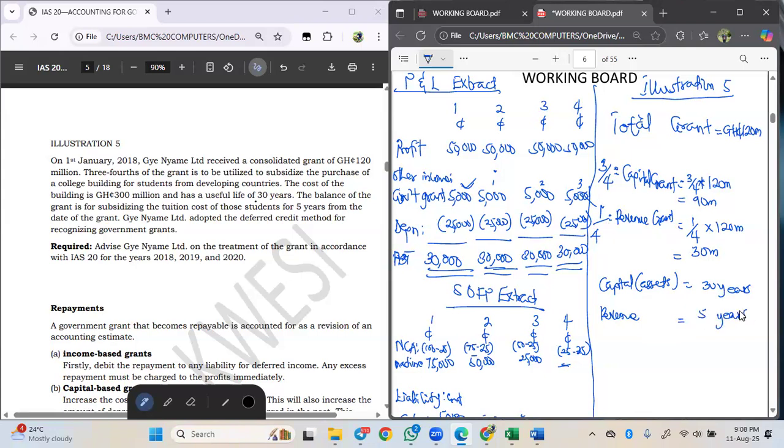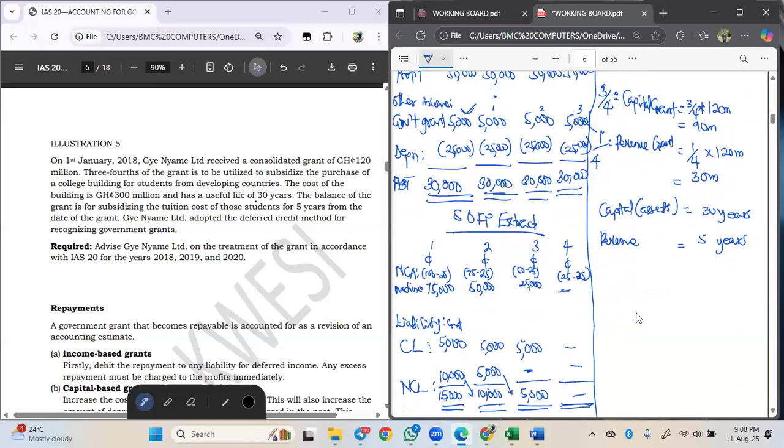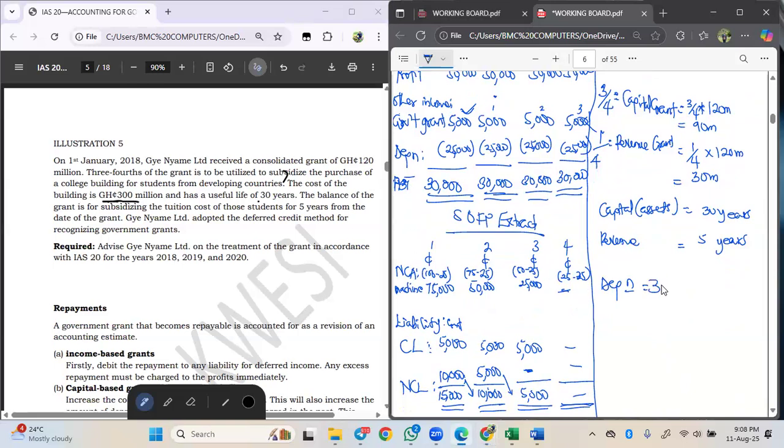So let's look at the depreciation of the asset first. The depreciation is the cost of the asset, which is the cost of the building, 300 million, divided by the useful life of 30 years. So what will be the depreciation charge per annum? 10 million per annum.